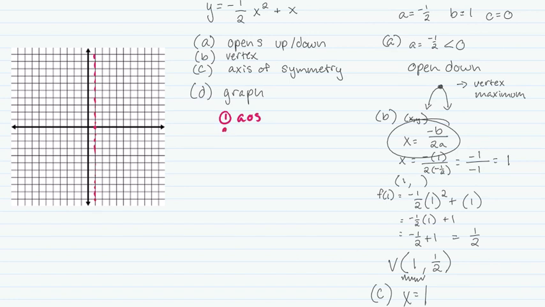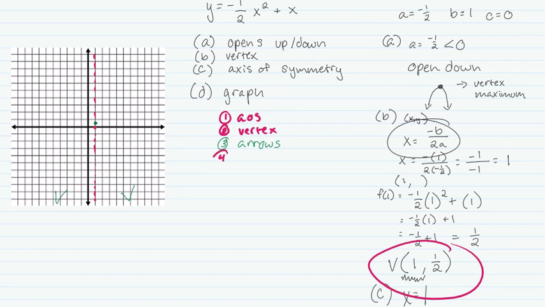Alright, step 2, I want to plot my vertex, which is 1, 1 1/2. Alright, so that's going to be about right there. And step 3, I kind of want to put some arrows so that you know where it should end up going. So since it is negative and it opens down, I know that eventually I'll have a graph and have arrows down there. So that's what I want to do.